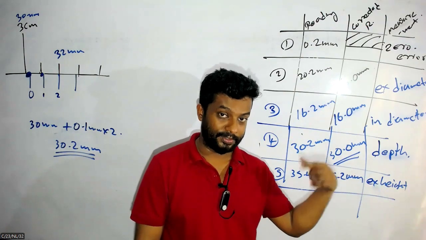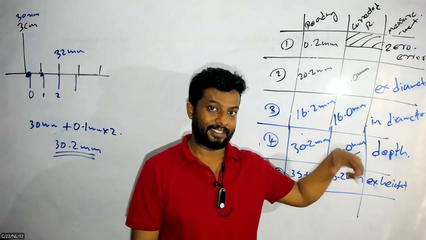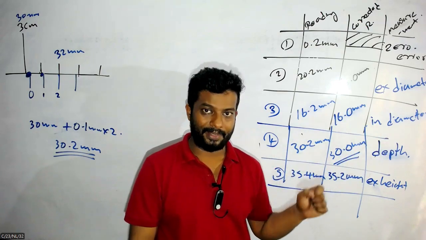external jaws, right? According to the diagram, the one with the greater length gets the height, and the one with the smaller length gets the diameter.